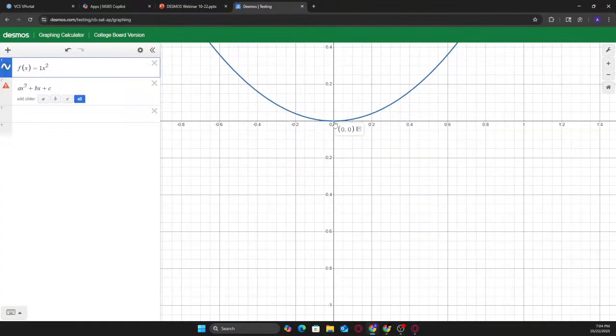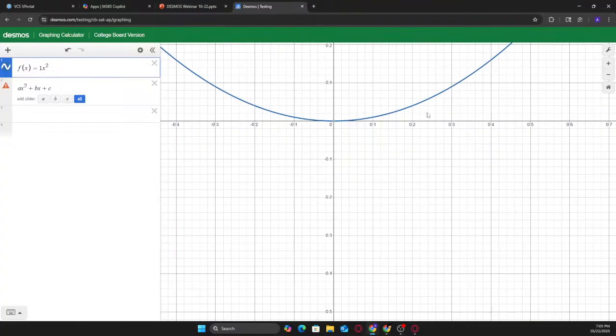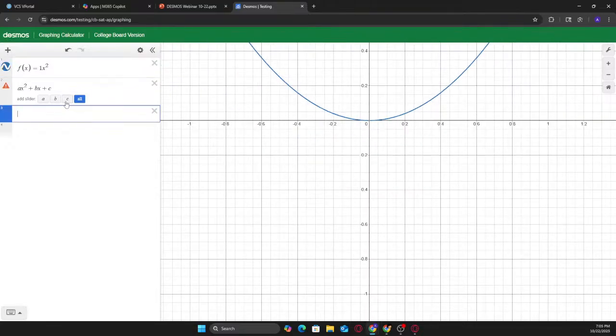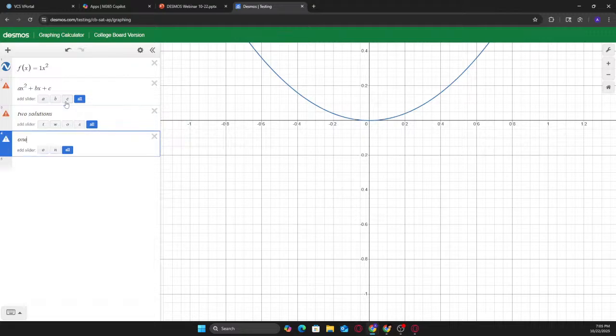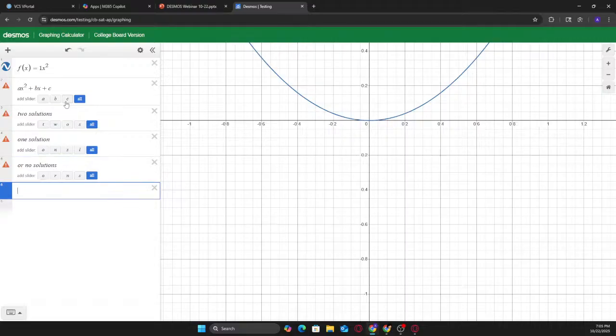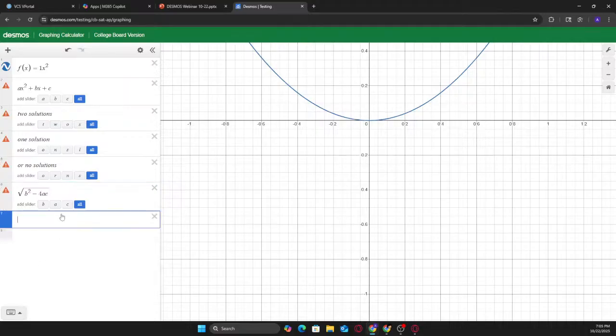You'll realize that it intersects once and never touches again. That would just be one solution. So in cases like this with parabolas, there can only be two solutions, one solution, or no solutions. And there is a formula for this. There's the square root of... no, wait. b squared minus 4ac. That's the actual formula.